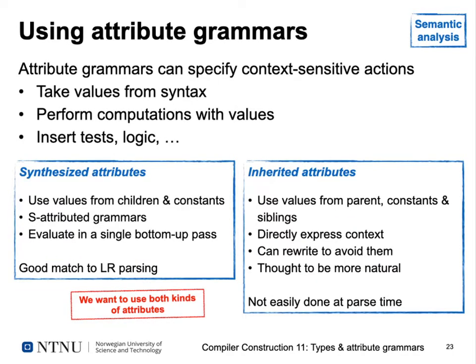So how do we use attribute grammars now? An attribute grammar can specify context-sensitive actions, because it can take values from syntax and perform computations with values, something our regular context-free grammar wasn't able to do. We can also do additional things, like insert tests and insert logic.